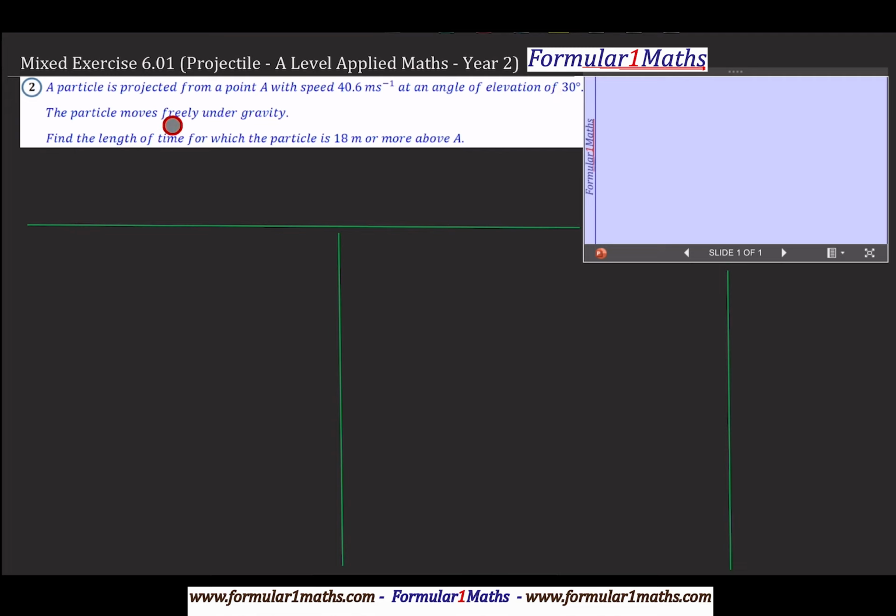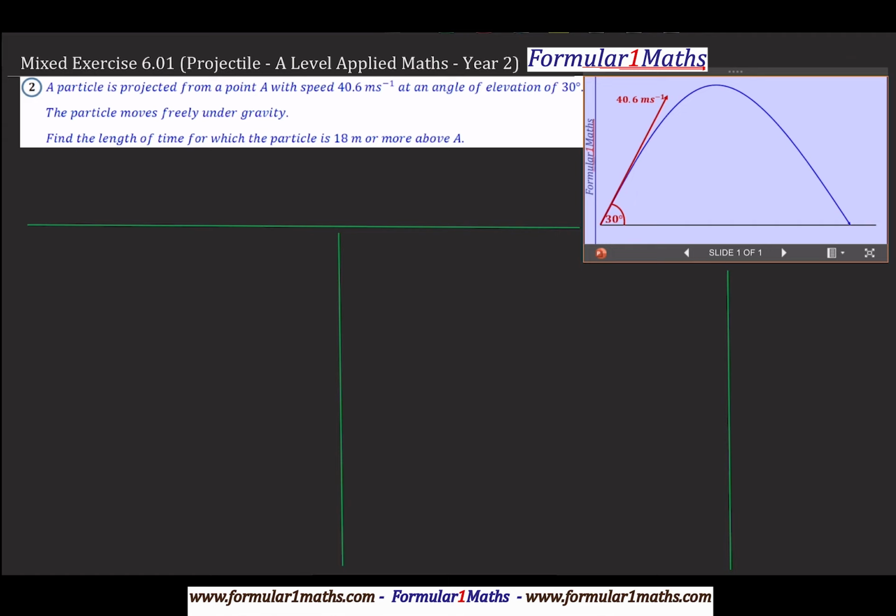The particle moves freely under gravity. Find the length of time for which the particle is 18 meters or more above A. So we'll do our sketch again. So this is the horizontal, and the speed of projection is 40.6. The angle of projection is 30. So the particle will follow a path like that.